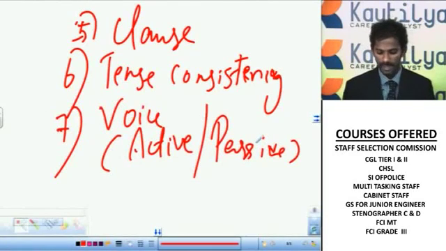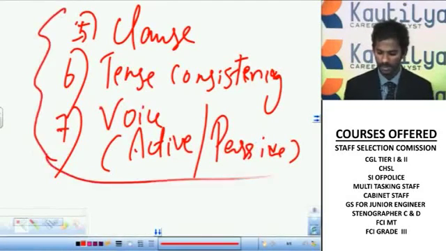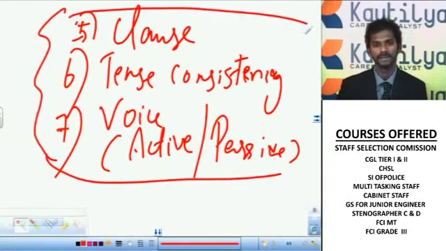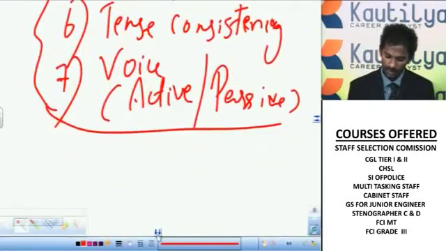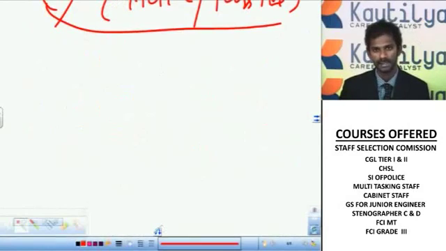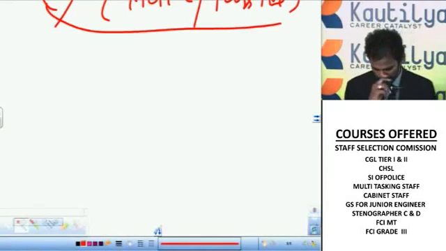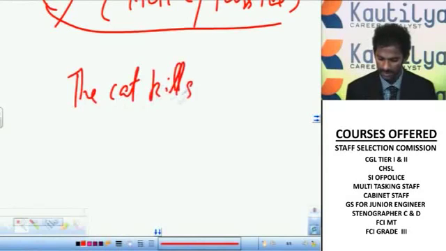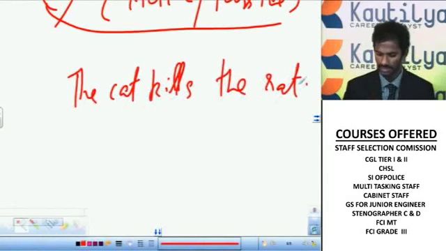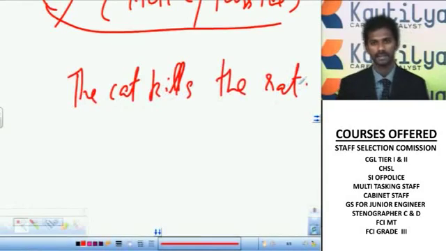Clear? Now these 3 concepts must be taken together. Clause, tense consistency and voice must be taken together. Right? I'll tell you what they are. Come to the first one, clause. Now you know what a subject is in a sentence, right? In a sentence what a subject is, you know. If I say the cat kills the rat. The cat kills the rat.